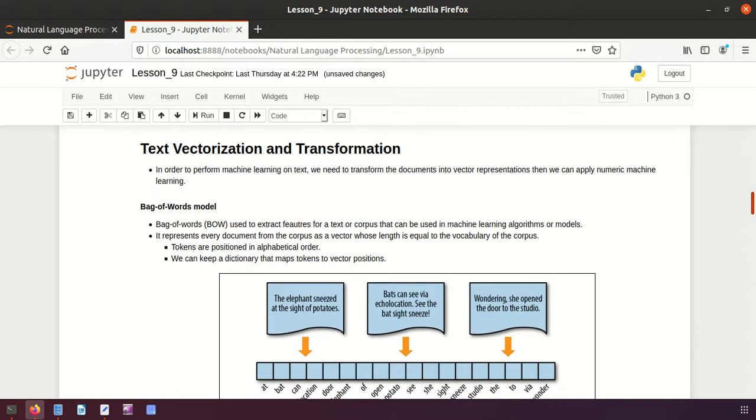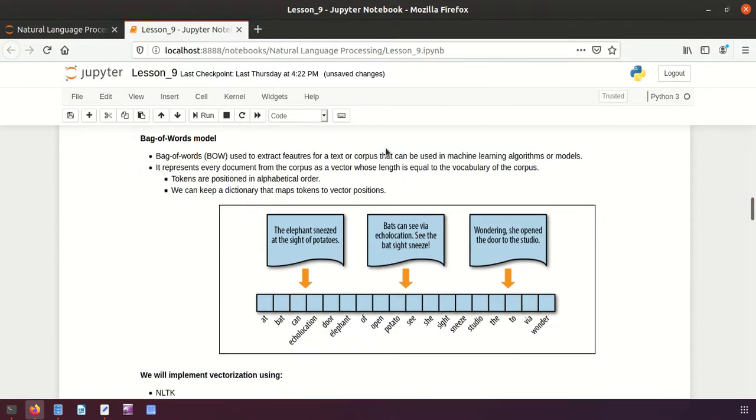And now, text vectorization and transformation. As I said, the text cannot be directly applied to modeling, because models or algorithms need quantitative values, not qualitative values. First of all, we have to convert them into numeric data or numbers. For that, different types of operations are there. The first type is called bag of words. What is this bag of words? It is used to extract features from a text or corpus that can be used in machine learning. It represents every document from the corpus as a vector whose length is equal to the vocabulary of the corpus.